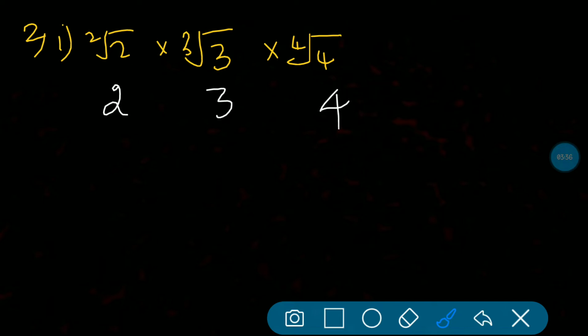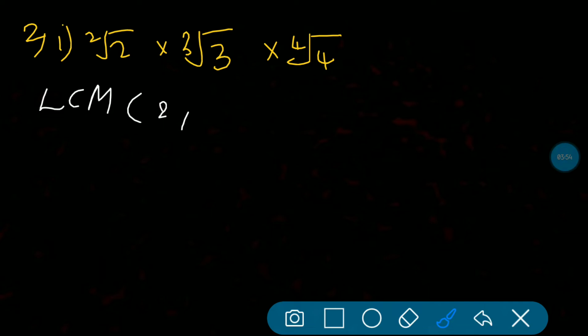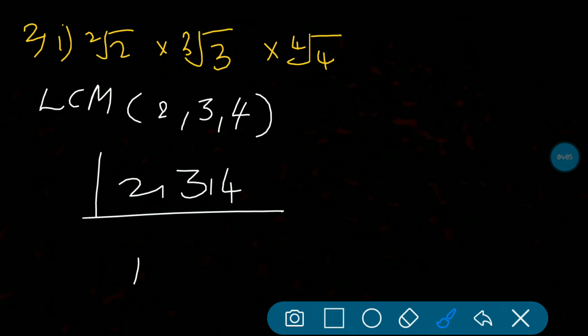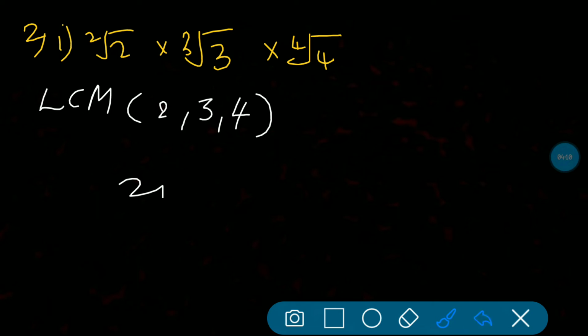But I told you that when you want to multiply or divide, the order must be the same. Now how do we make these orders the same? We are going to find the LCM of these orders. LCM of 2, 3, 4. So for these three, we are going to find the LCM. Now what is the LCM? You know all this. So when you do it in such a way, the LCM for this is going to be 12. So LCM of 2, 3, 4 is 12.